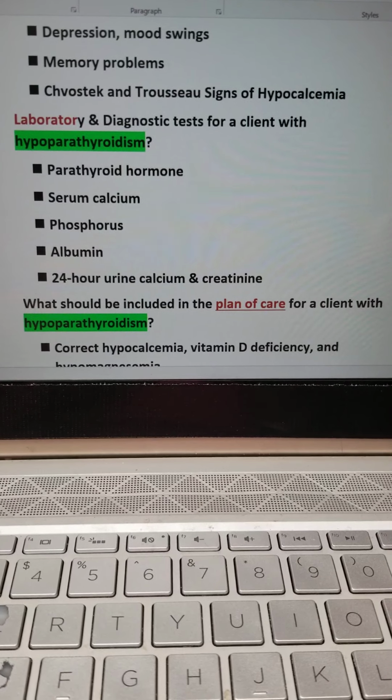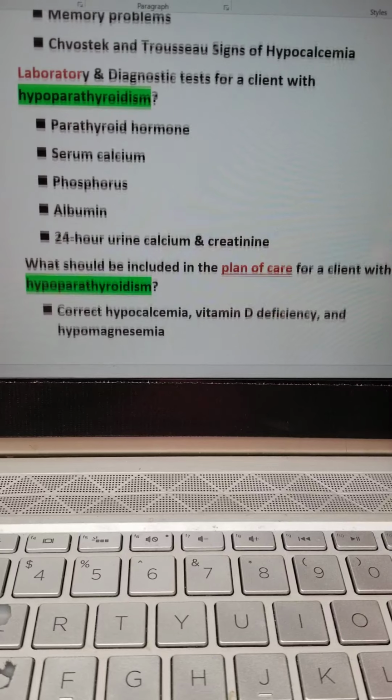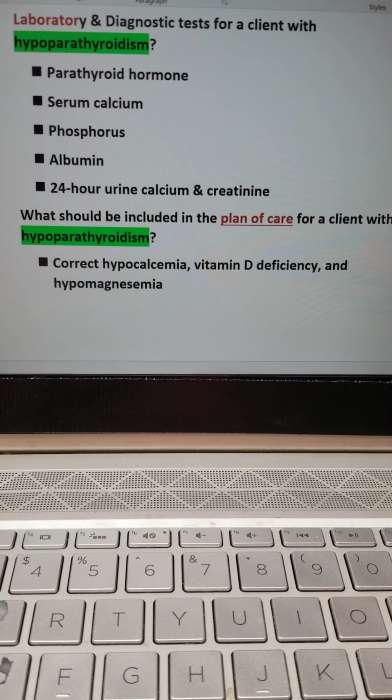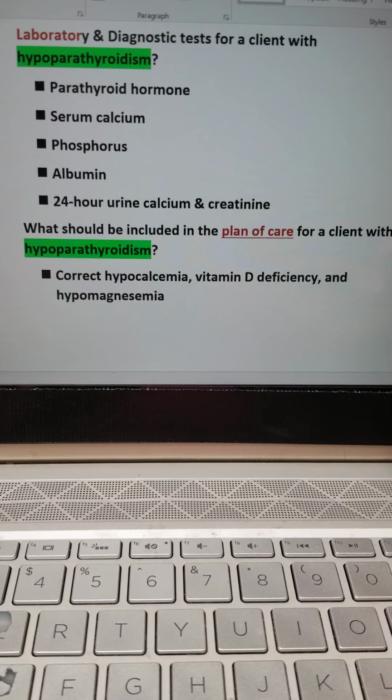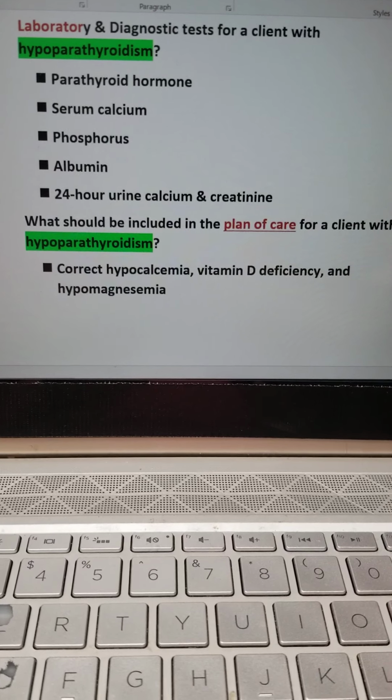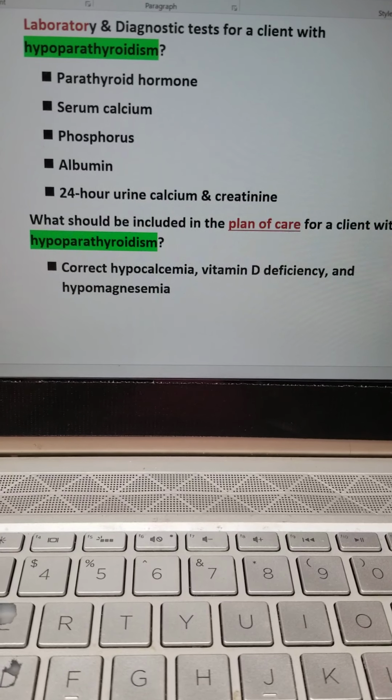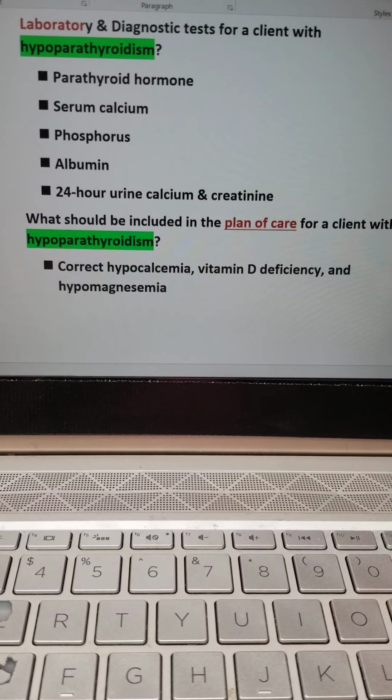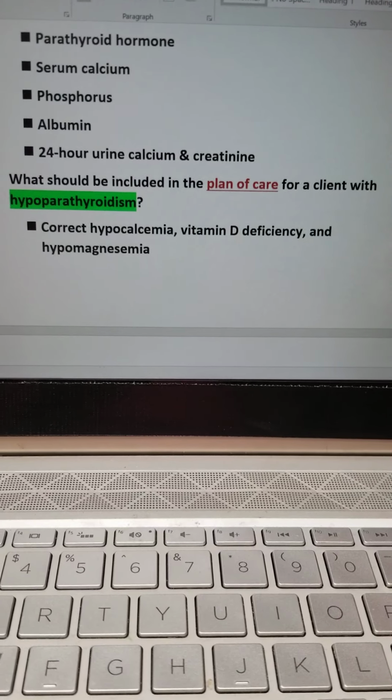Lab and diagnostics for hypoparathyroidism would be to check the parathyroid hormone, check the blood serum calcium and phosphorus, check albumin blood work, and 24-hour urine calcium and creatinine.